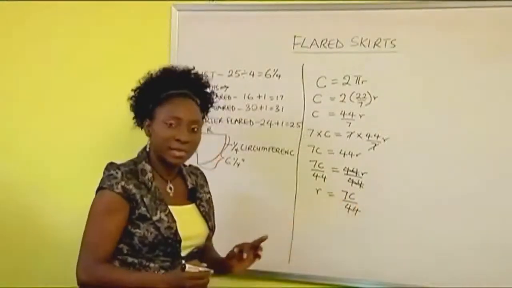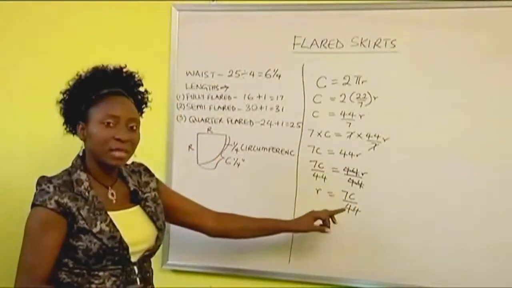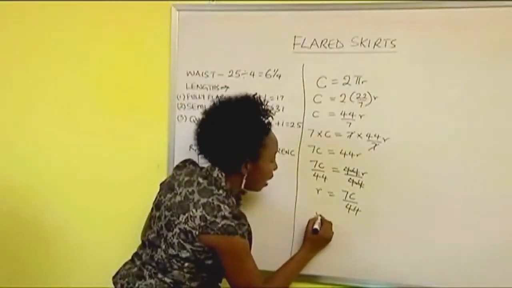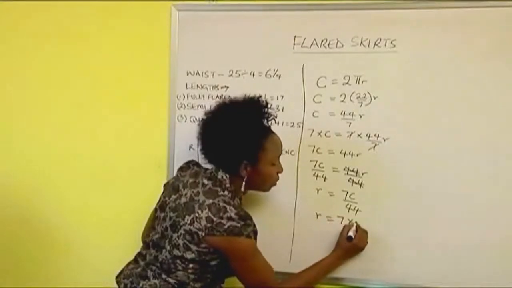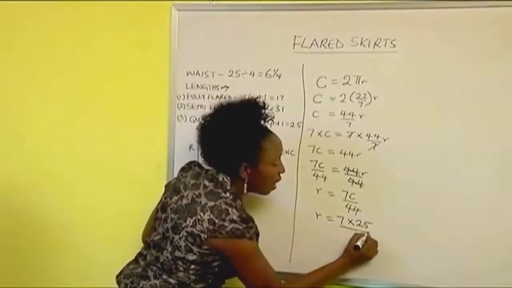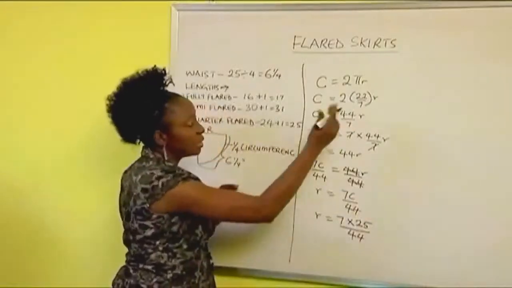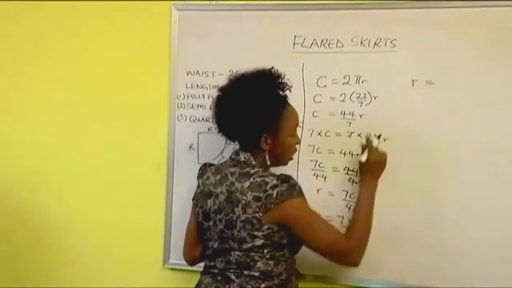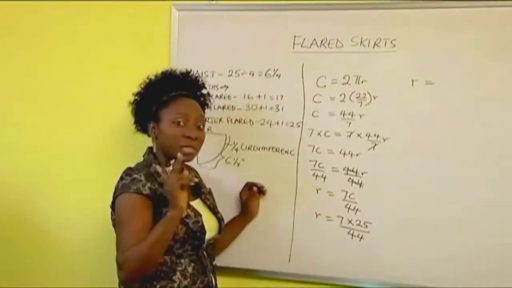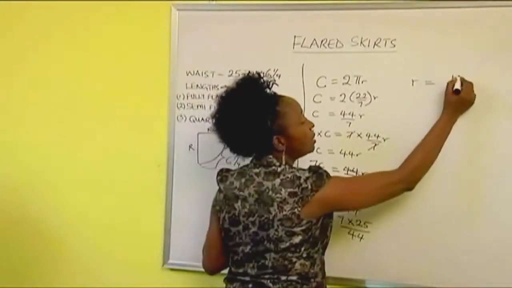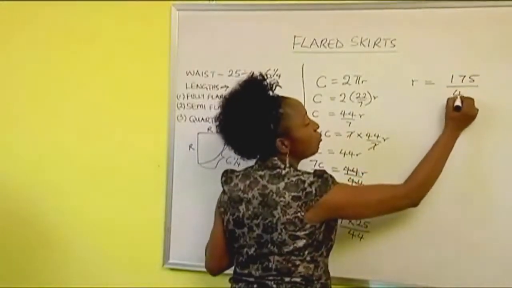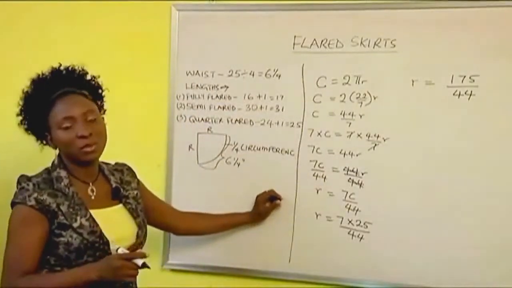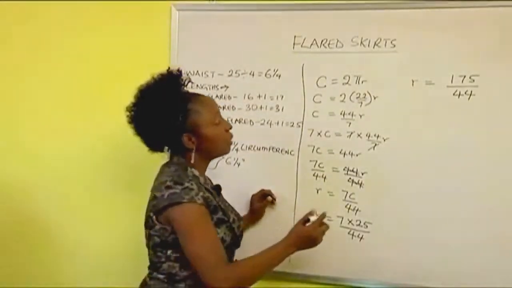Now once we've done this, we already know that yes, this is r. So now I know my C. So all I have to do is substitute C with my measurement, which is 25 inches. So that will give me r equals 7 times 25 divided by 44. Let's go back up here. That will be r equals, if we calculate 7 times 25, you get 175. You get 175 divided by 44. Now just take a minute and try and calculate that with your calculator or with your phone.